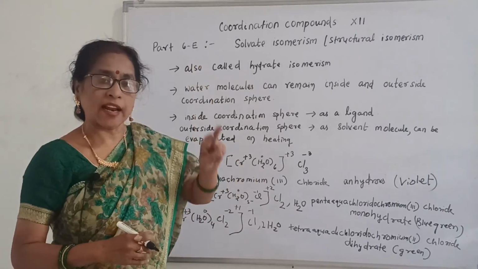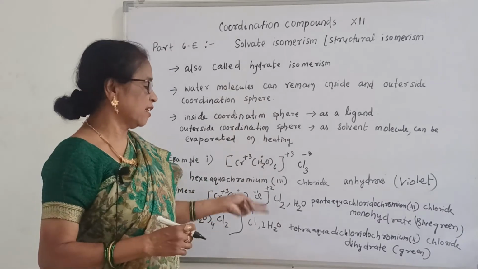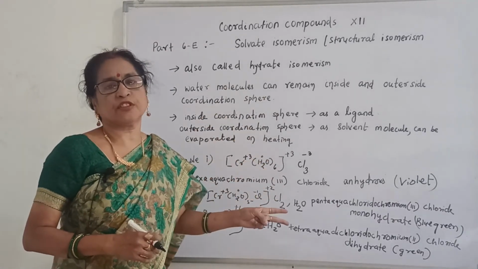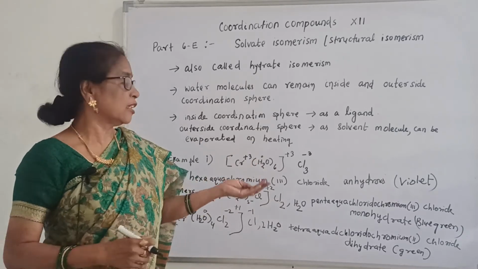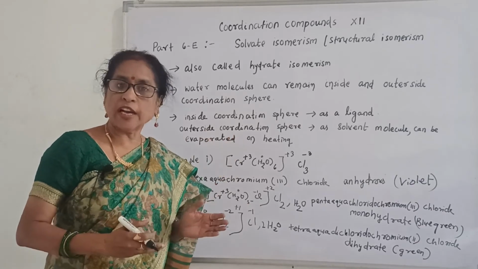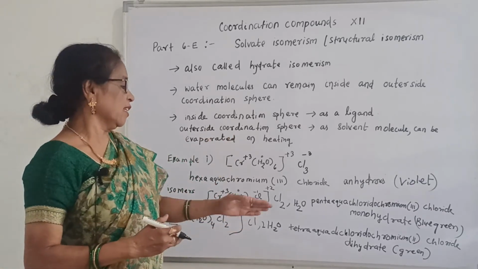One is anhydrous, monohydrate, dihydrate. Remember, here, due to water of crystallization and a different number of water molecules, the color is also different. Anhydrous is violet, monohydrate is blue-green, and dihydrate is green.